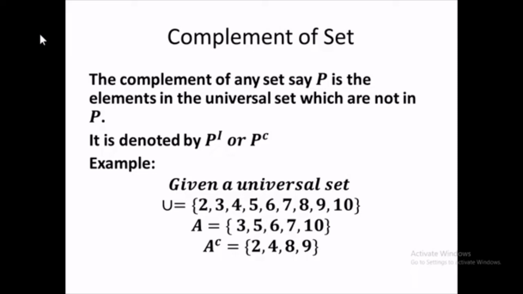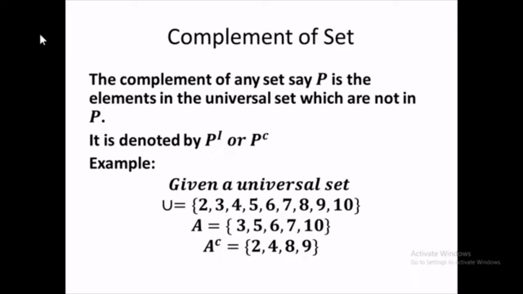In this video, we'll be talking about some more terms such as the complement of sets. How do we find the complement of sets? The complement of a particular set or of a given set is derived when we already know the universal set. That means without the universal set, we cannot find the complement of any particular set.